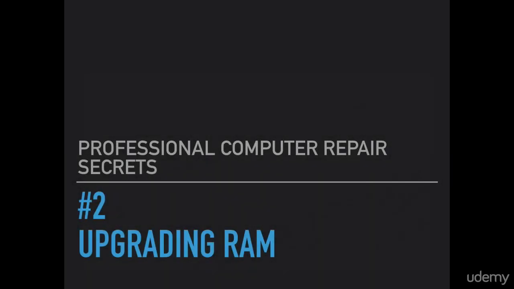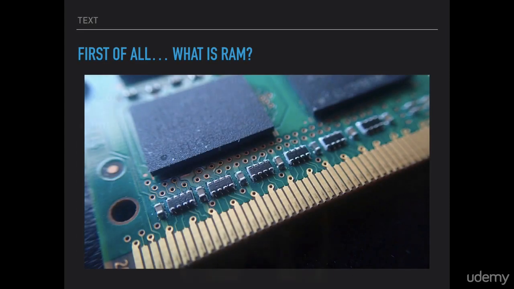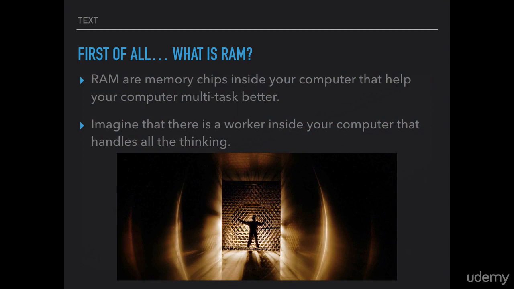In this lecture, I'm going to be unveiling secret number 2, upgrading your RAM. If you're not familiar with computers, this may sound like a foreign language, but don't worry, I will explain it. First of all, what is RAM? RAM are memory chips that are inside your computer that help your computer to multitask better.